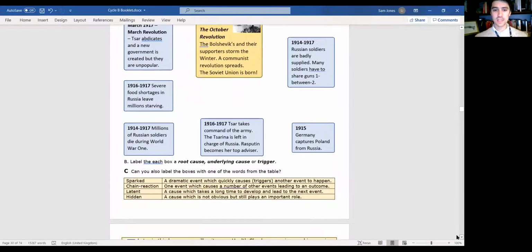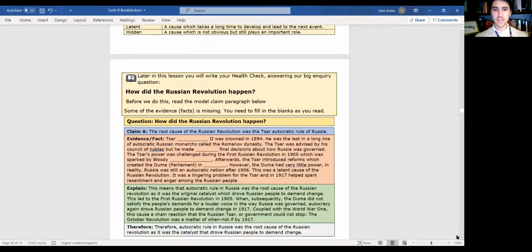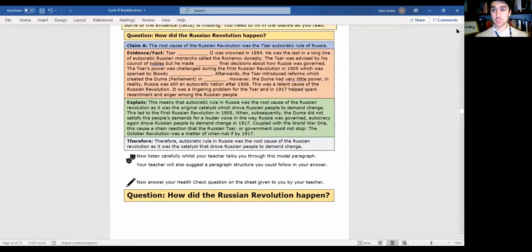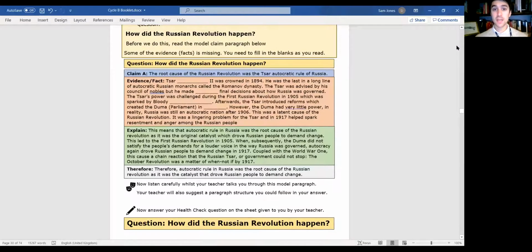If you go on to the next page, you will see in your workbook that there is a model paragraph. The next job is to read that model paragraph and fill in the blanks. You'll notice there are some bits of evidence missing. Why are we doing this? Well, it will help us to recap our knowledge, and you can see what a good paragraph looks like, what a good answer looks like. So pause the video, read the model paragraph, and fill in the blanks. Should take you about 3 minutes.